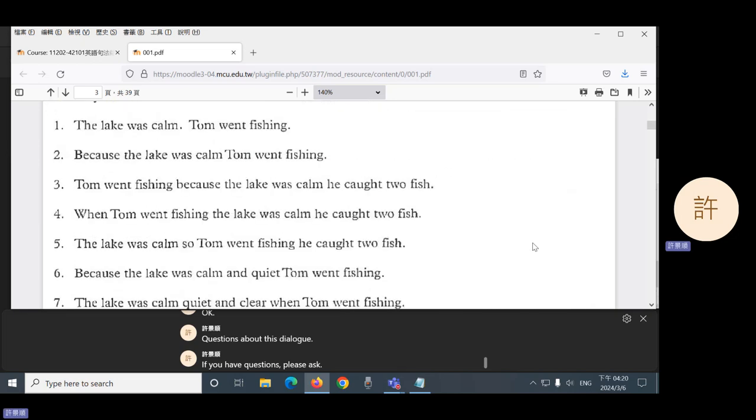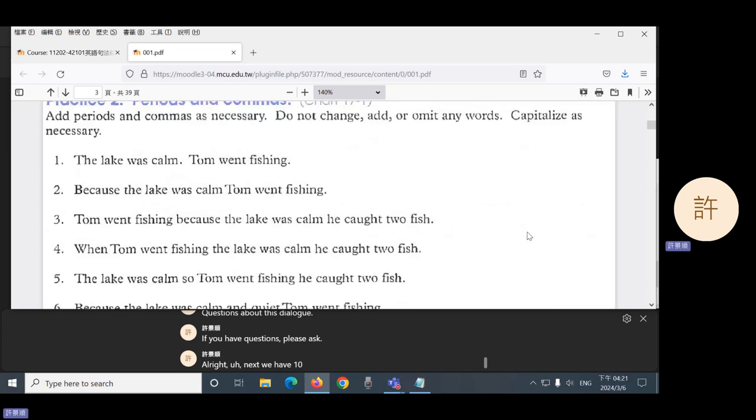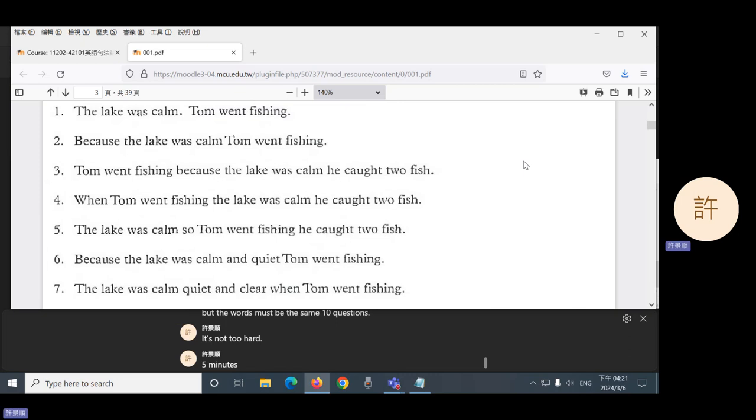All right, next we have 10 questions. Again, do not do anything to the words. You can do things to periods, commas, and capital or lowercase letters, but the words must be the same. 10 questions. It's not too hard. 5 minutes? No, 4 minutes.